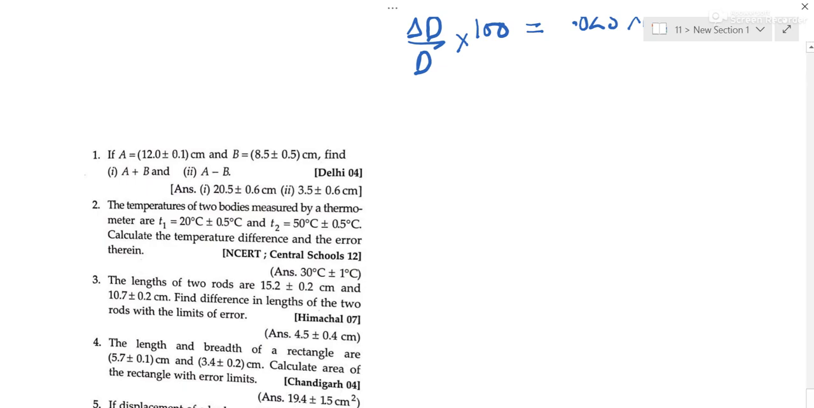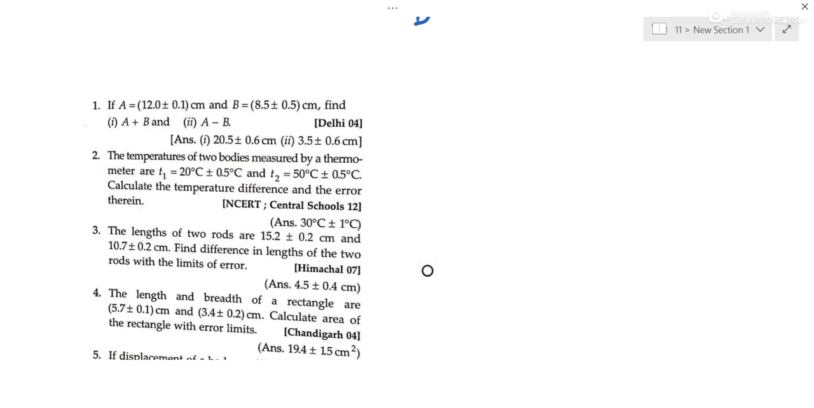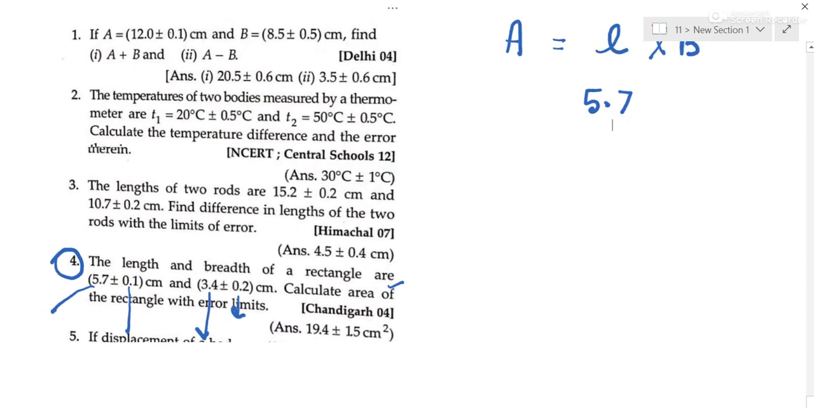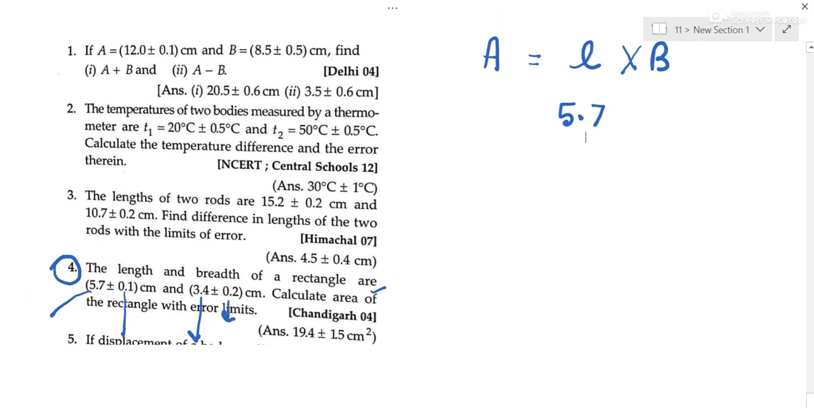So here question number 4 is for your practice. Main value of length, error in length, main value of breadth, error in breadth. We'll have to find out area of the rectangle. Area. This time they are not asking percentage error. They are asking area. So area would be multiplication of main values. That is 5.7 and 3.4. Sorry, 5.7 into 3.4. You can multiply and you can write as centimeter square.